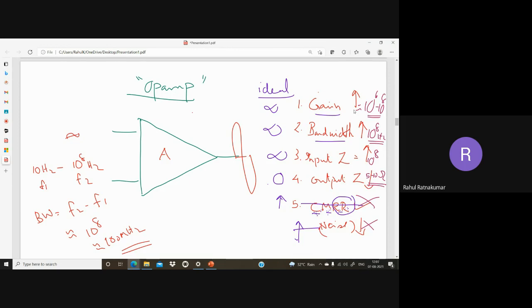What are the ideal features? Ideally, all the maximization should be infinity, and all the minimization should be zero. Noise also should be completely eliminated ideally.